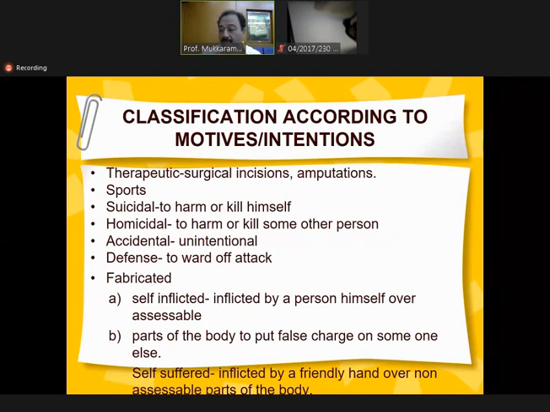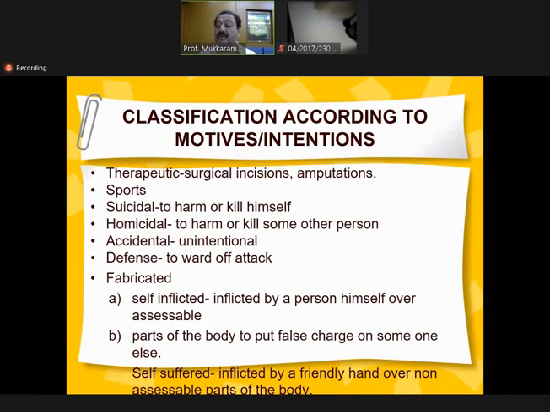He will remove the clothes and he will produce injuries over the abdomen. It will be on approachable parts. It will be superficial, and it will be having a tailing. He will try to produce the injury, and then remove the weapon. So the tailing will be there. One side is deep, the other side tailing is there. This is called self-inflicted injuries.